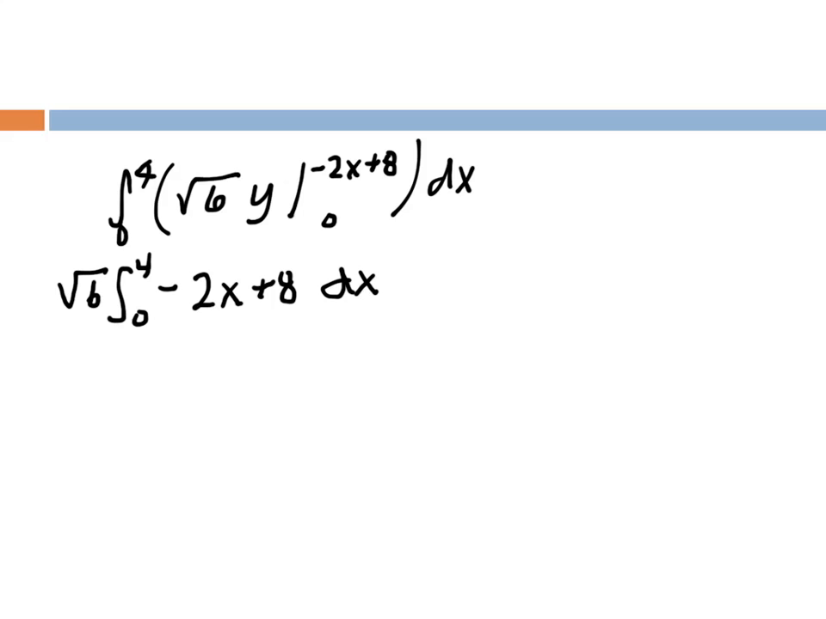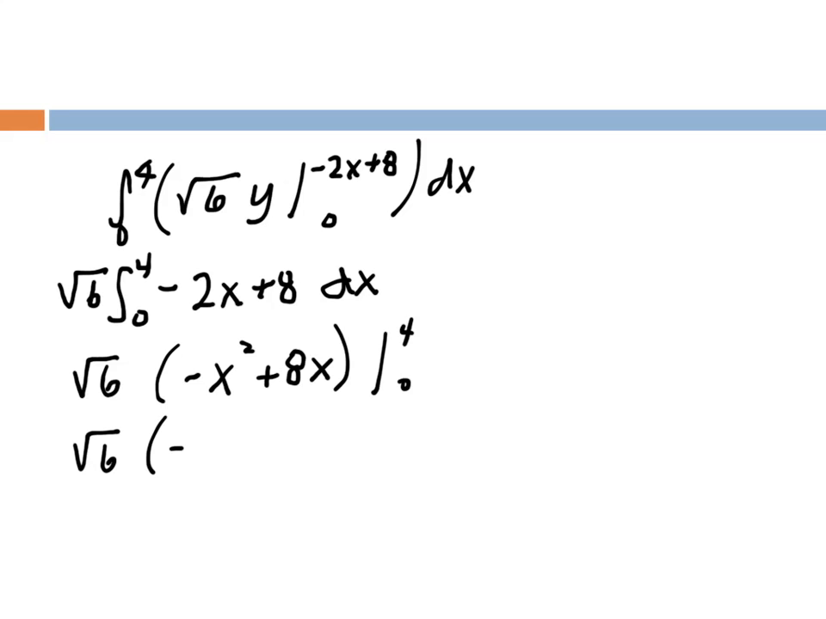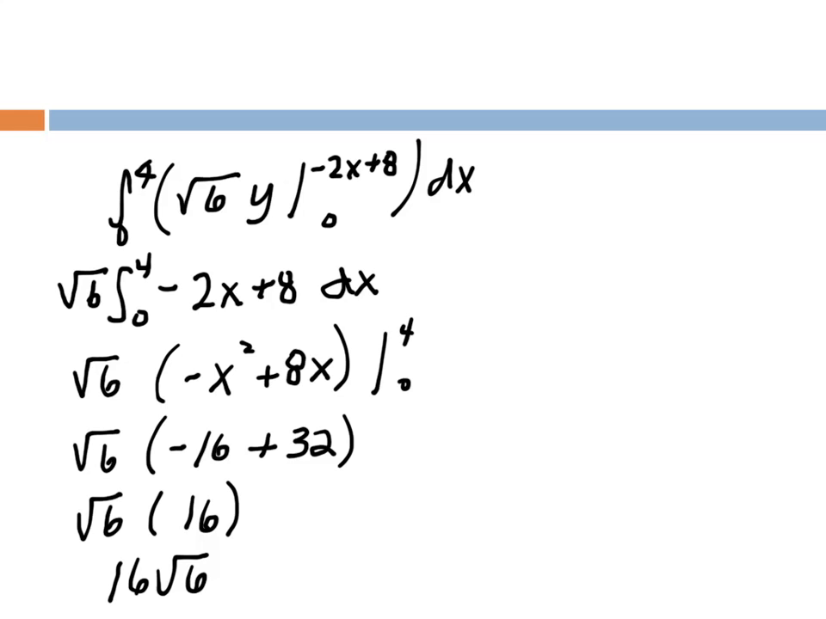And then we'll integrate this with respect to x. So I have negative x squared plus 8x, and we'll evaluate again at 4 and at 0. So this is square root of 6 times negative 16 plus 32. And then, of course, evaluating at 0, we get nothing. So this is the square root of 6 times the 16 that we had from before, and there's 16 square root of 6 again, from a different approach, by thinking about the integral instead of the area specifically of the triangle.